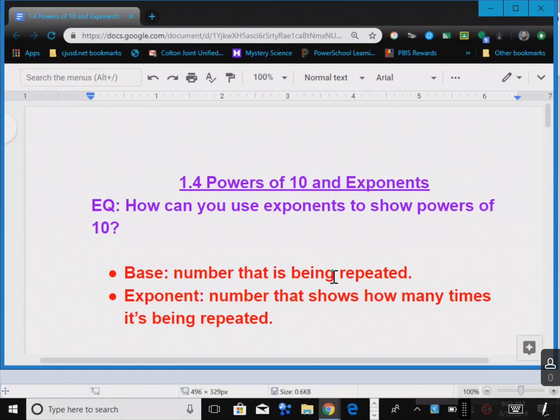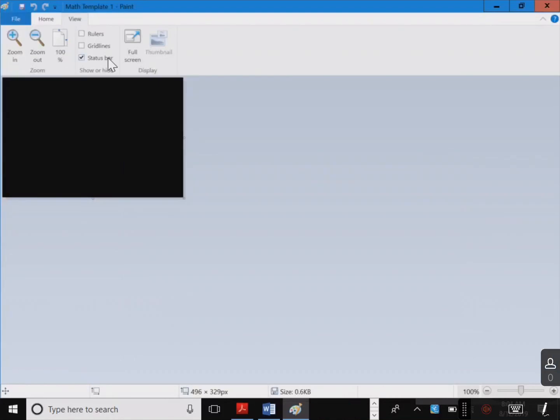The terms that you need to write down are base, which is the number that is being repeated, and exponent, which is the number that shows how many times it's being repeated. And I'm going to show you what that means. Go ahead and pause right now, though, if you need to write that down.